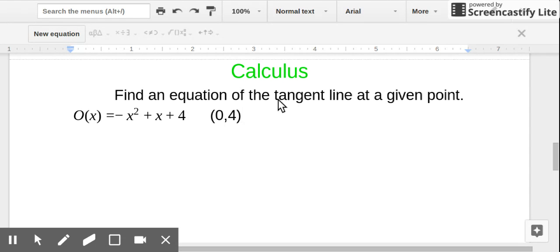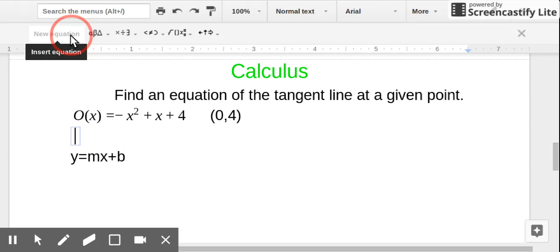Right? So the goal is that we want to find the equation to the tangent line. In other words, we want to find that right there. But the first thing we're going to have to do is find the derivative, because we've got to find that m. In order to find m, we're going to need to find the derivative.